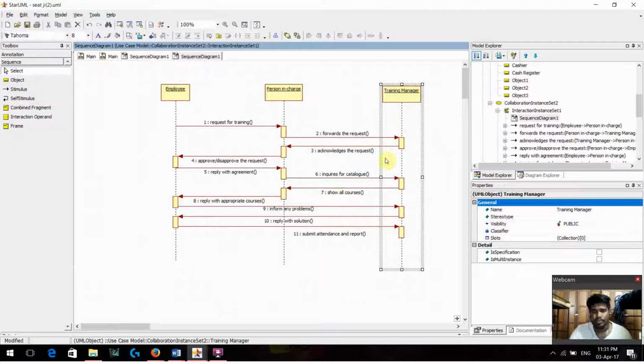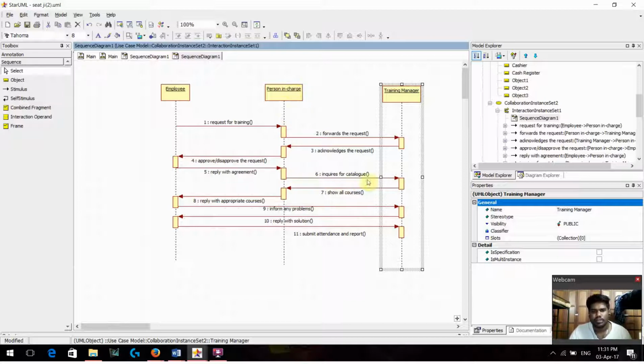Then the training manager acknowledges the request and sends it to the person in charge, and the person in charge approves or disapproves the request based on the response given by the training manager. After that, the fifth process is the reply with the agreement. That is, the employee replies with the agreement. And after that, the sixth process is inquiring for the catalog.